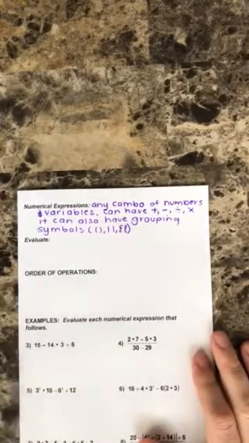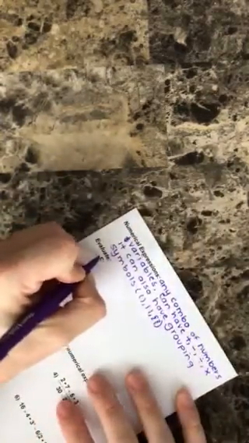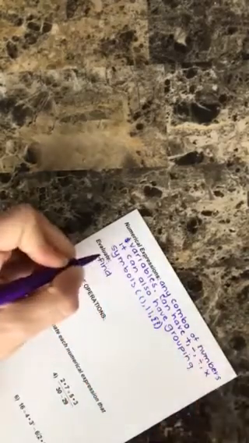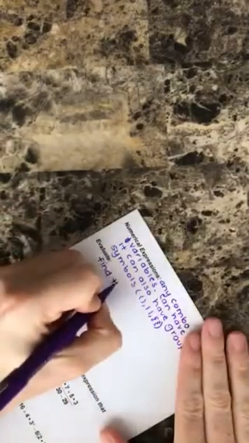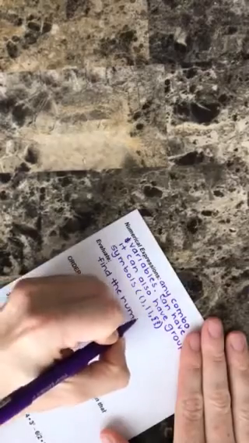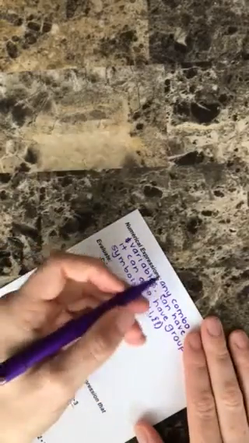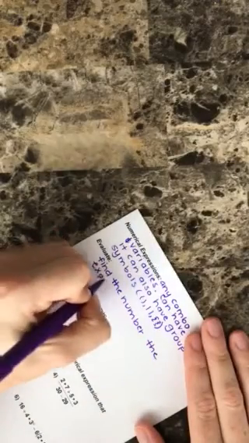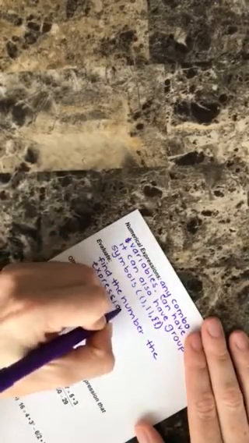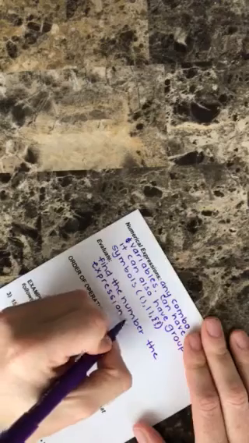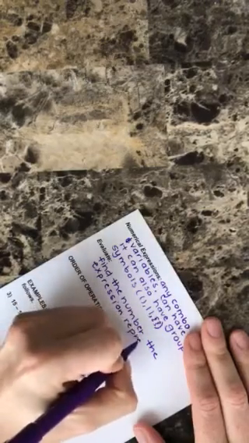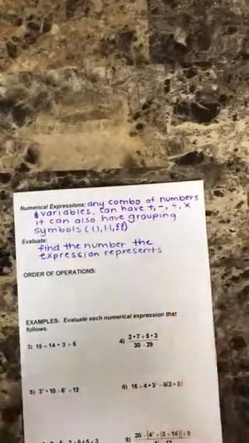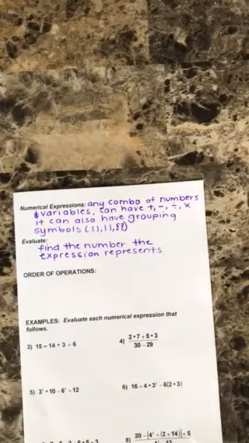To evaluate an expression, so you're not solving an expression, you're evaluating it. This means to find the number the expression represents. So on your homework tonight, you're not solving, you are evaluating. That's what that means. Finding what it represents when you simplify it down as much as possible.